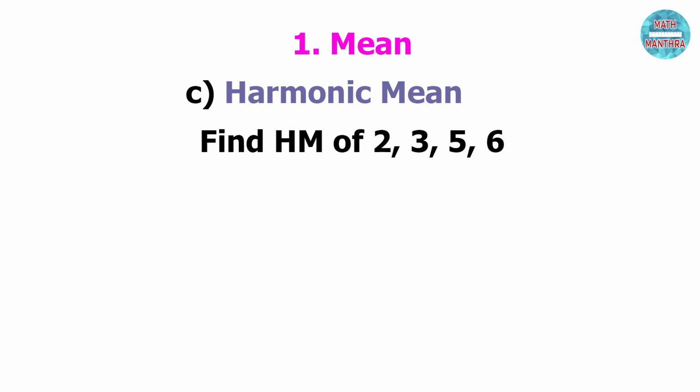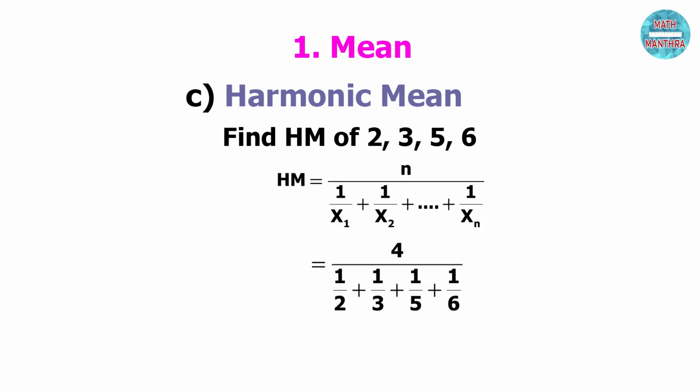Now let us see one example based on this. Harmonic mean of 2, 3, 5 and 6. So here we have 4 observations given, so n is 4. Now using the above formula, we get 4 by 1 by 2 plus 1 by 3 plus 1 by 5 plus 1 by 6. For the denominator, for all our fractions, we need to use the LCM here.